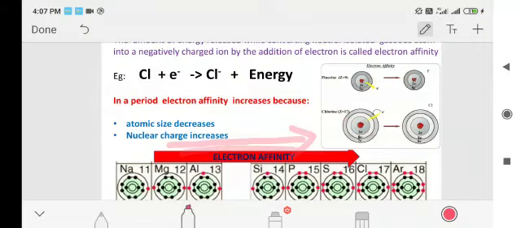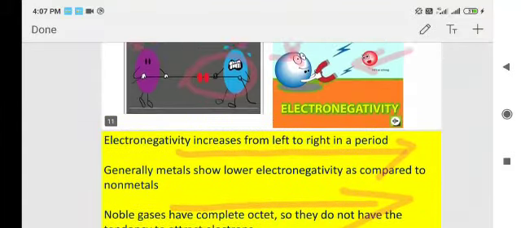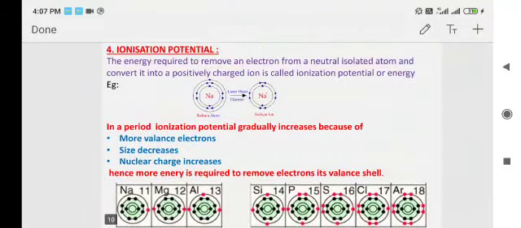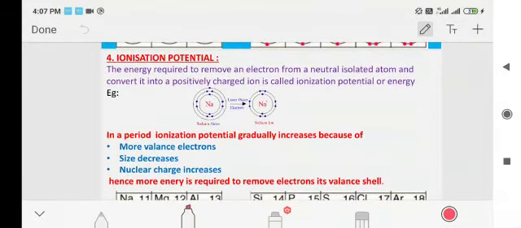Moving across a period, electron affinity increases. And remember, in case during examination they ask you the reason behind electron affinity or electronegativity, in ionization potential I gave you 3 points very clearly. Across a period, when you move, IP gradually increases because of more number of valence electrons, and because of increase in nuclear charge. Out of these 3 points, at least give 2 points.